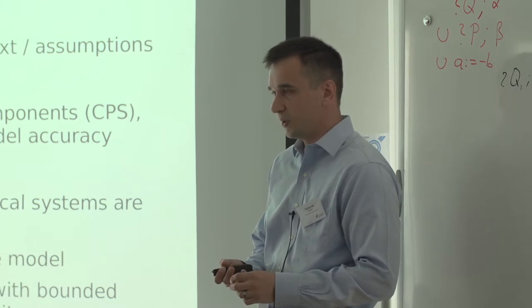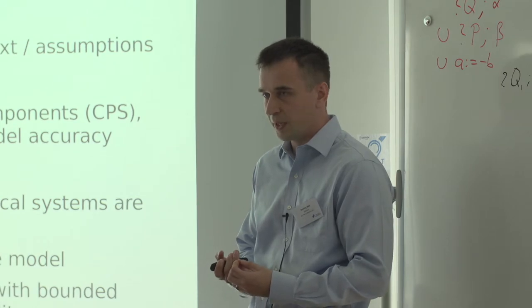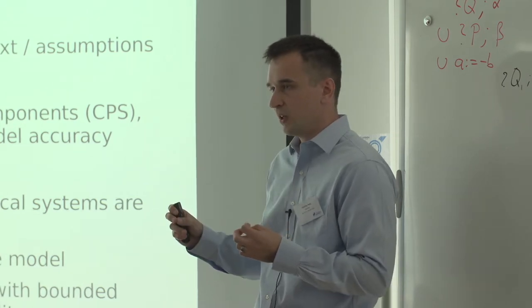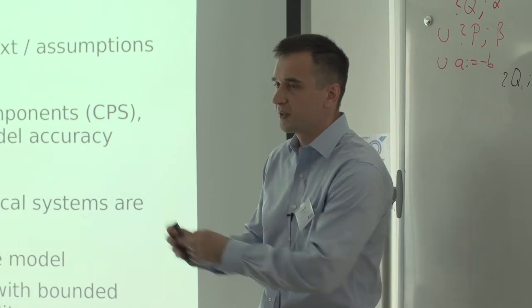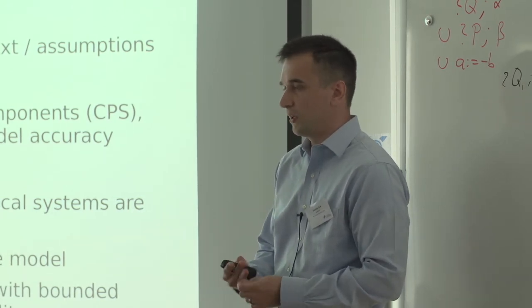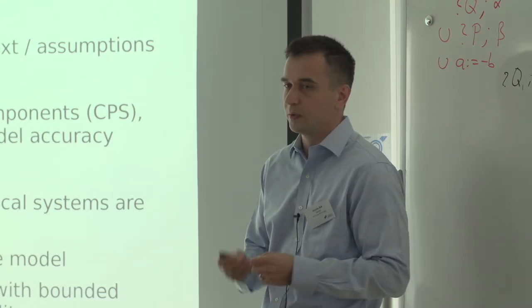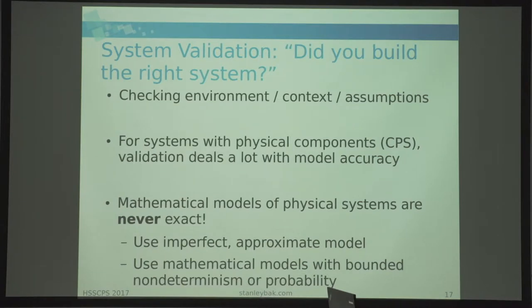The other two ways you can deal with it: one is to add non-determinism into the model. So I still have a formal model, but it captures sets of behaviors. If the real system is somewhere in that set, then you can still do proofs. The other way is using probabilities. So you have distributions of behaviors, and again, you can prove probabilistic properties about your system.